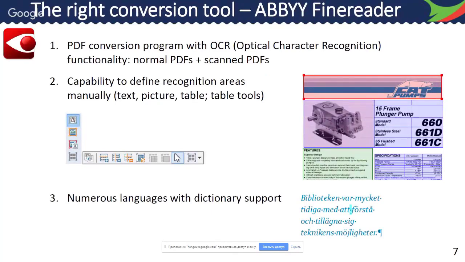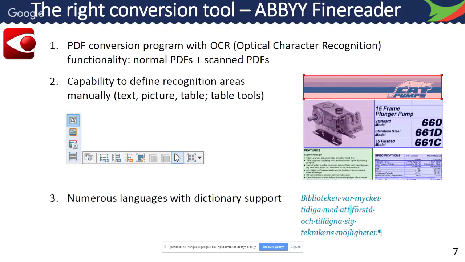So why do I recommend ABBYY Finereader? First of all, Finereader is not a simple PDF conversion program. It is also an OCR program. OCR stands for Optical Character Recognition. This is a process that converts scanned text into editable text. This means that you can process normal PDFs, that is PDF documents with selectable text, and scanned PDFs as well.